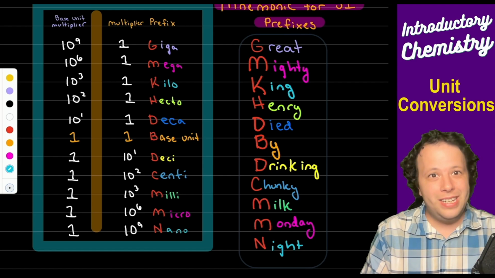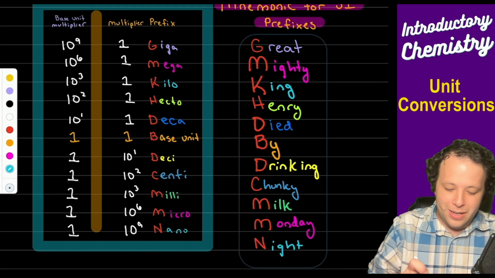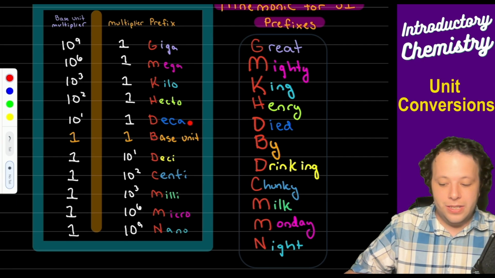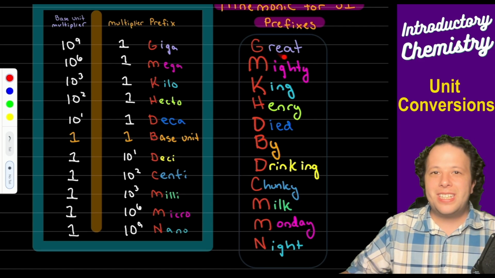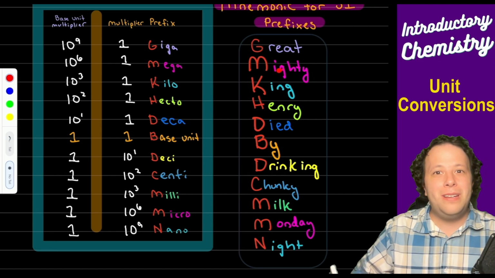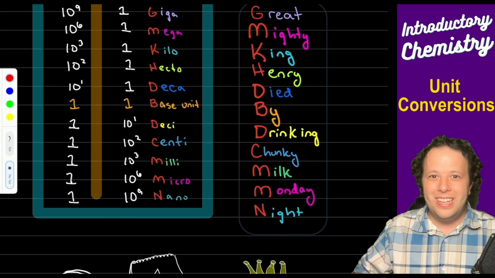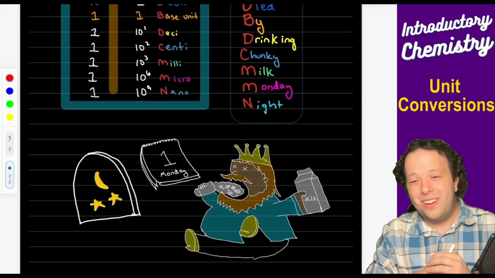So I'll read the prefixes first. We start from the top, which is giga, mega, kilo, hecto, deca, then your base unit, deci, centi, milli, micro, and nano. Now there is a little mnemonic. If you remember, the great mighty King Henry died by drinking chocolate or chunky milk Monday night, and you can kind of remember a little image with that. It'll help you remember all your prefixes.